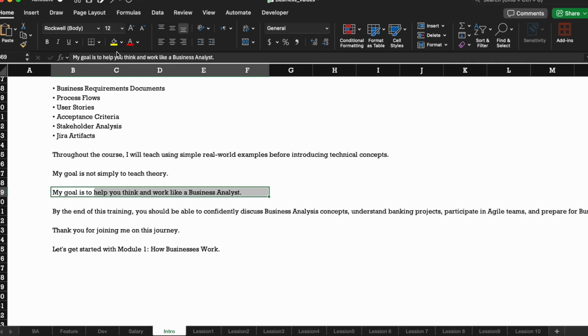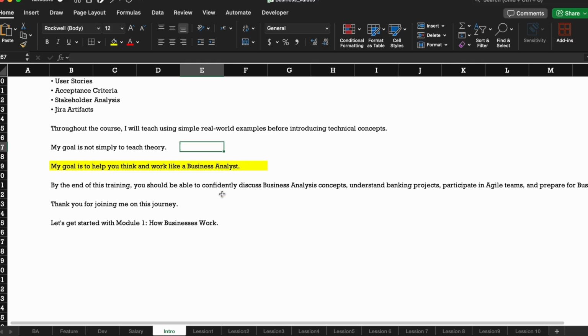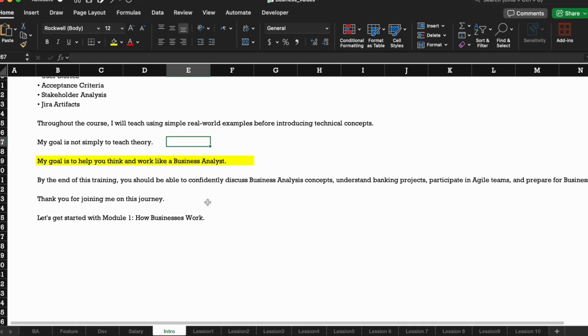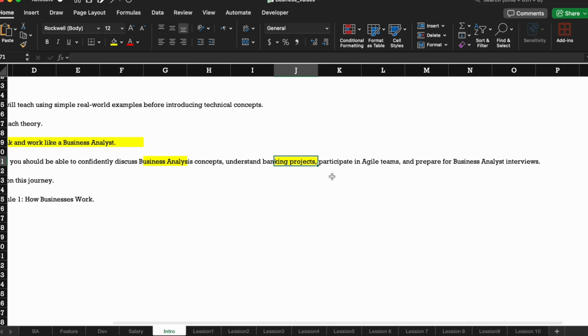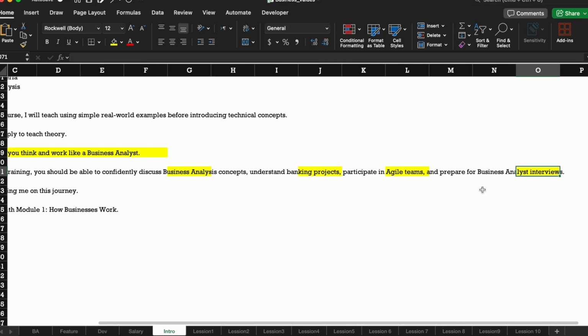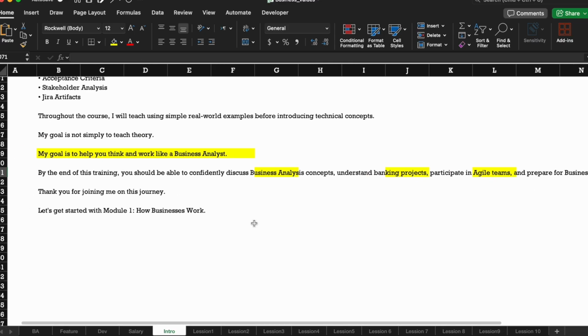It's a virtual training, so you can follow along and practice what I'm explaining here. By the end of this training, you should be able to confidently discuss business analyst concepts, understand the banking project we are going to use, relate to it, and participate in agile teams. We are going to discuss agile, and you can use this knowledge to pass your interviews. Thank you for joining me on this journey.